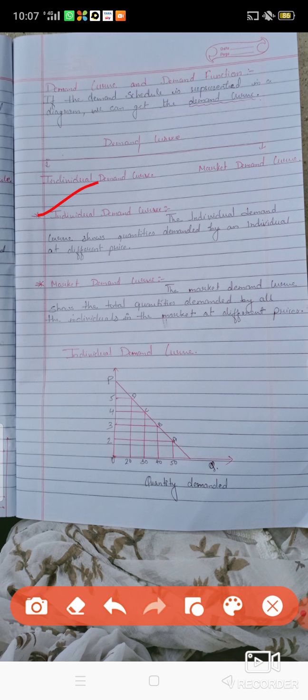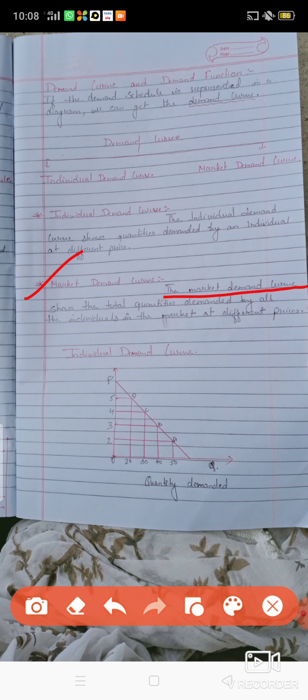The individual demand curve shows the quantity demanded by an individual at different prices. It is similar to the demand schedule: individual demand schedule and market demand schedule. So when any curve shows different quantities demanded by an individual at different prices, it is known as the individual demand curve.